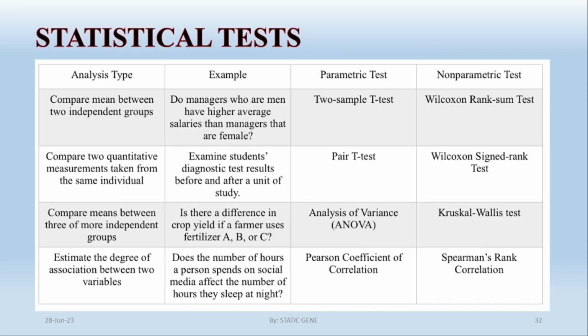Now, if you want to compare the mean between two independent groups, for example, if your research question is, do managers who are men have a higher average salary than managers who are female? Those are independent groups. If the data set is parametric, let's say normally distributed, with all those assumptions made, then you would do a 2-sample t-test.